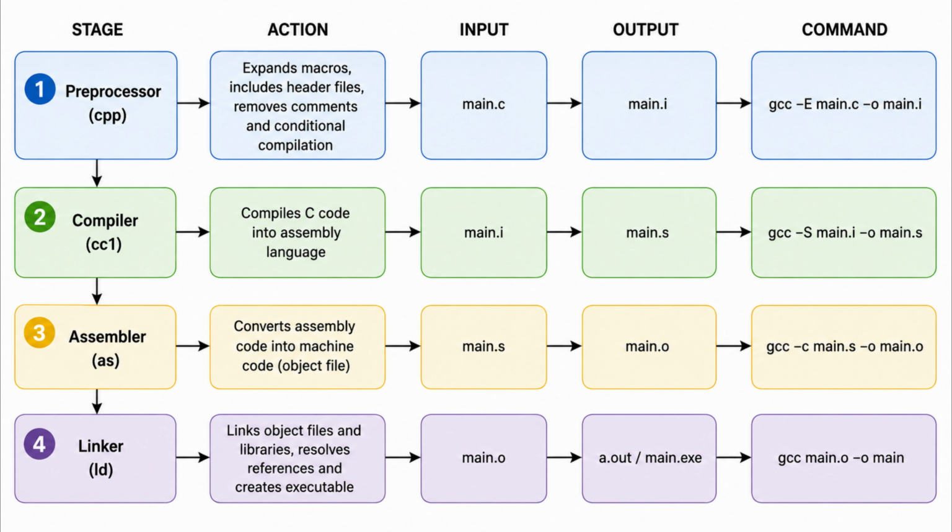Now the next stage is the linker stage. It will link all the object files and libraries, resolve all the references, and create executables. Those executables can be flashed directly into the controllers. We will see how it works in the terminal. Let's go back to the terminal now.